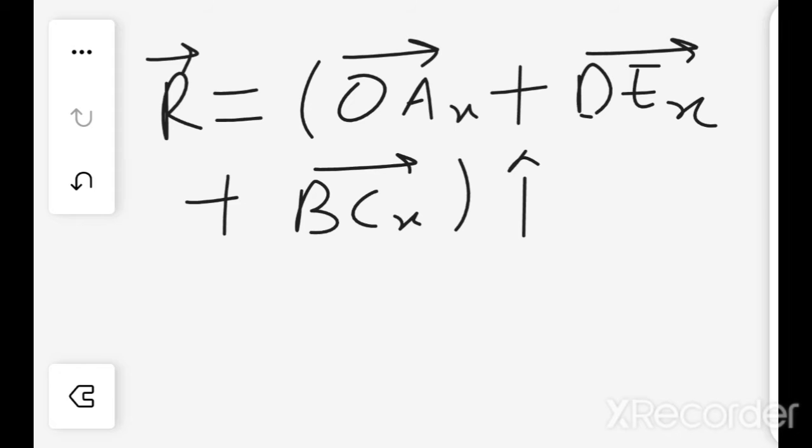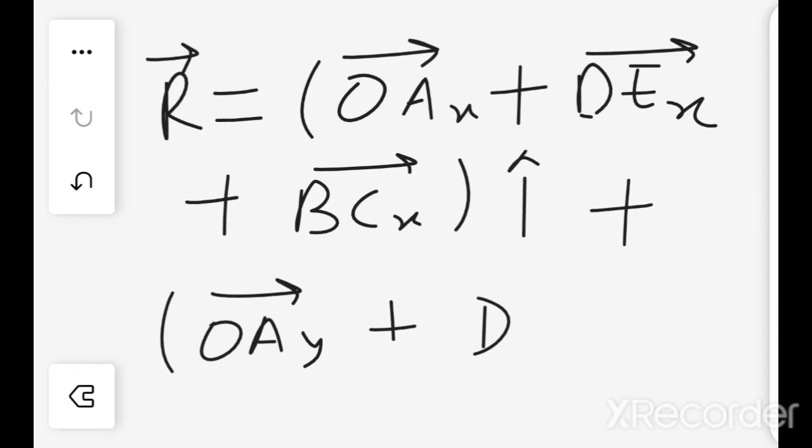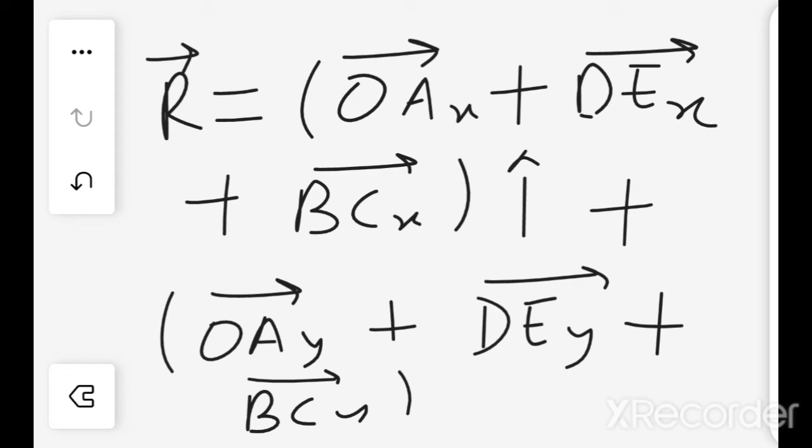And now we can write the y components together. So here the y component of OA plus the y component of DE plus the y component of BC in the j direction, correct? So here we are just rearranging the terms. The concept is the same: vectors along the same axis can be added together. So we are taking all the components along the x-axis together and all the components along the y-axis together. i represents the unit vector in the x direction and j represents the unit vector in the y direction.